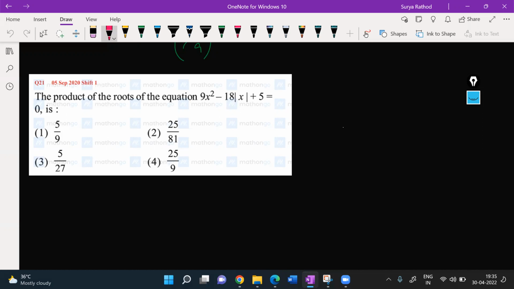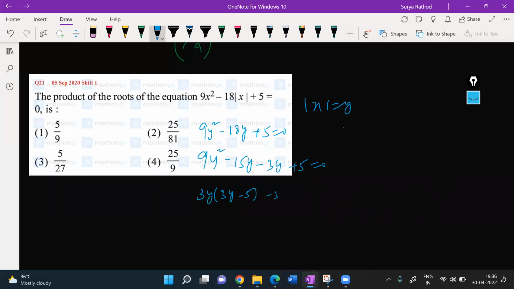Look at this here. How can I solve this question? Let modulus of x be y. Let me write the equation in terms of y: 9y square minus 18y plus 5 is equal to 0. Factorizing: 9y square minus 15y minus 3y plus 5. 3y common, so 3y minus 5, minus 1 common, 3y minus 5 is equal to 0.